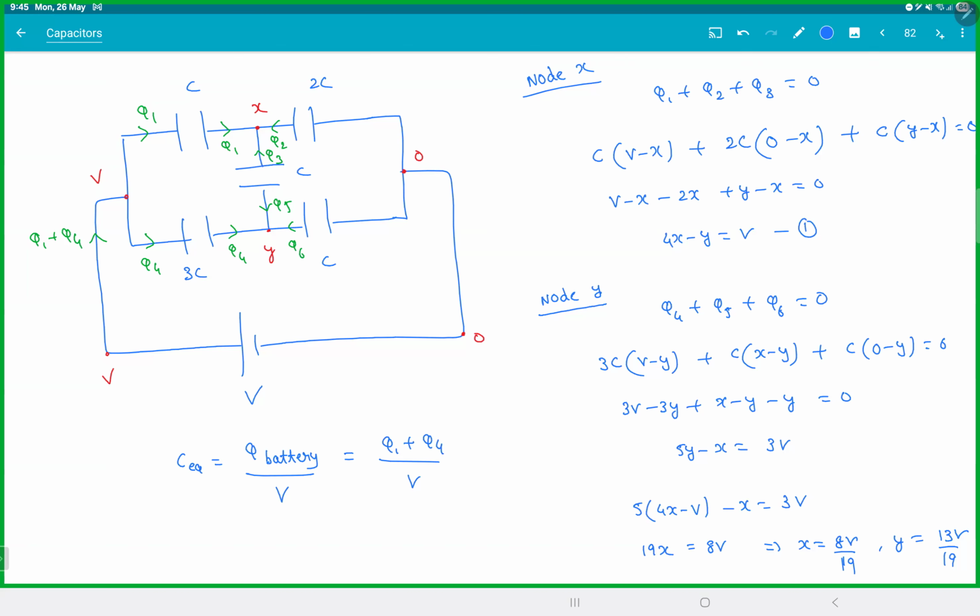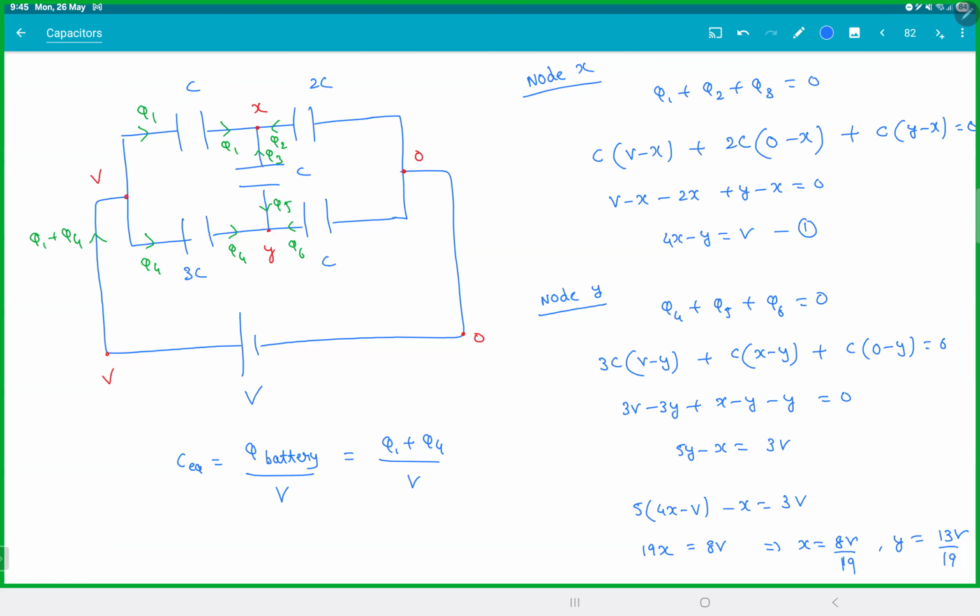Sir, in these we take only the positive values, no? The ones which are greater. Which one? Where? You're talking about X and Y? Like in V minus X, V is greater. No, see, think of it like this. Where is the charge coming from? Q1 is coming from V to X, no? So then in one equation we wrote Y minus X, and in the other we wrote X. Which one? Which part? Node X or node Y? Which one are you talking about?